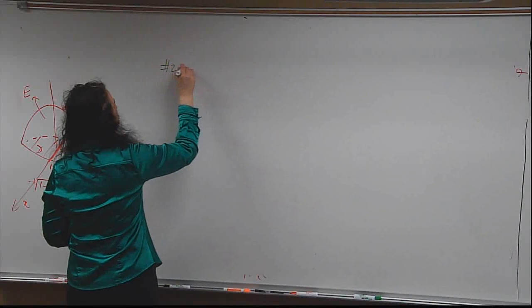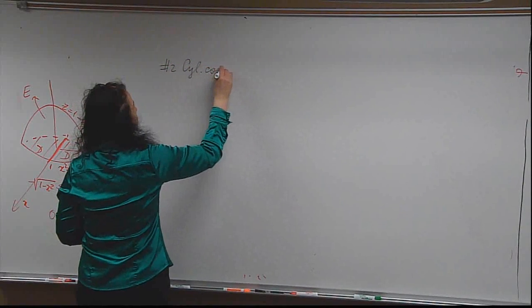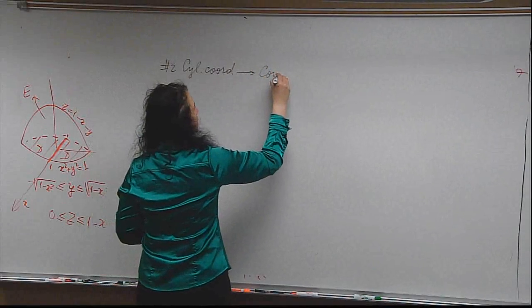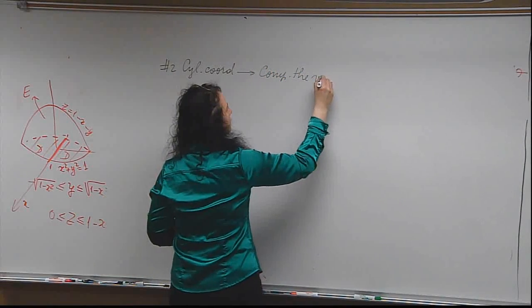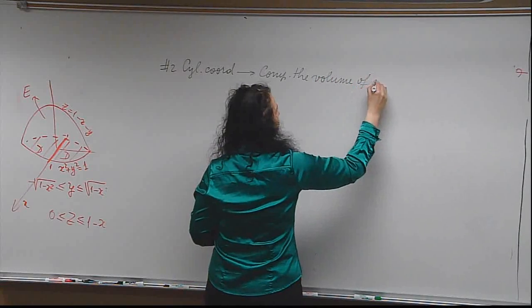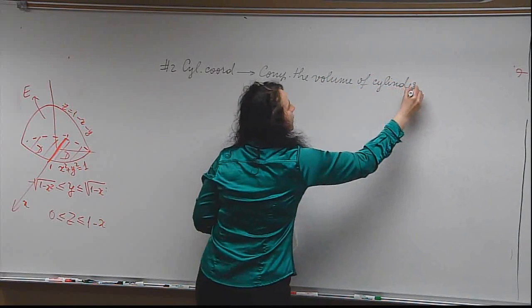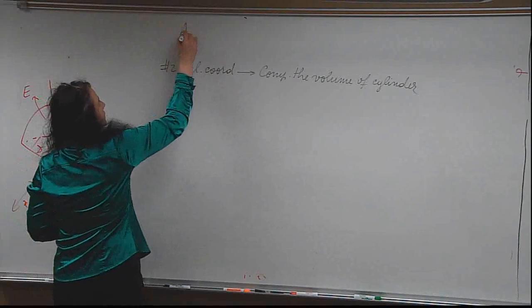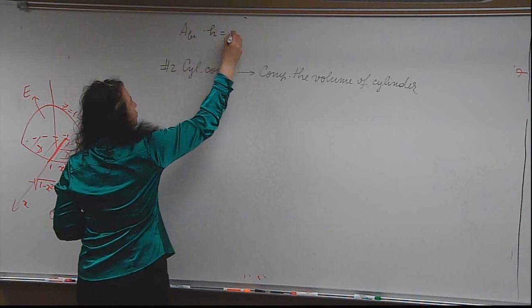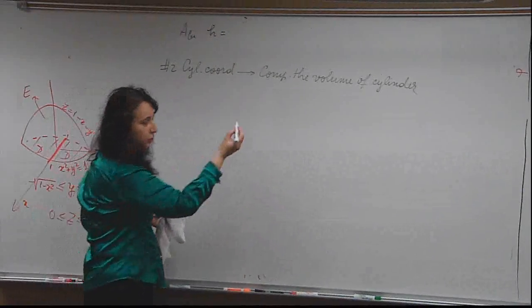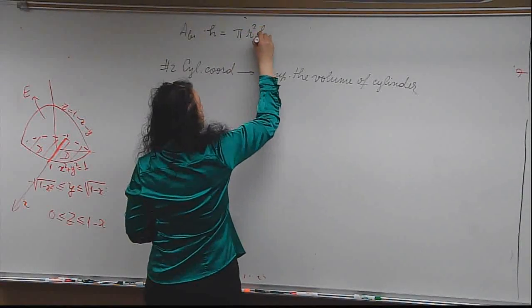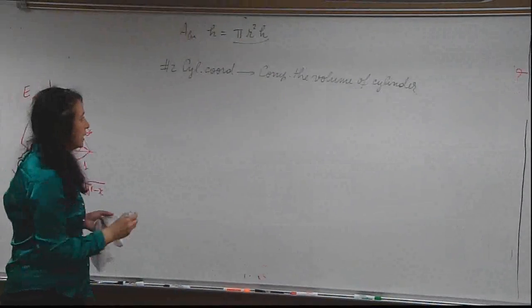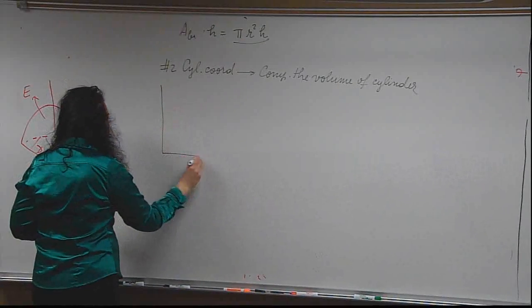So what problem is that? Problem 2 for cylindrical coordinates, to compute the volume of a cylinder. Did we know that from before? I have my helper here, he has everything, you all know it. Volume of cylinder: area of base times the height, which will be pi r squared h, right? This is what we should get when we compute the integral. If we don't, that means we messed up somewhere.